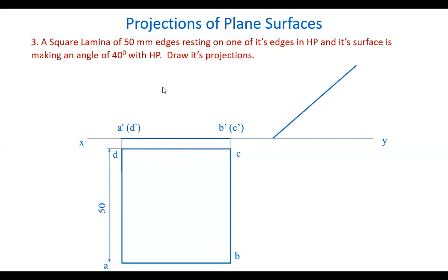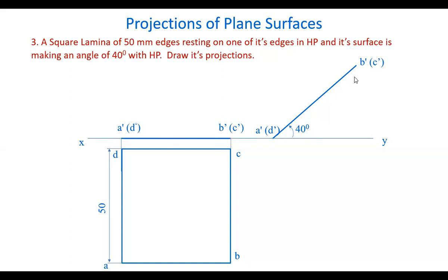Draw a line at 40 degrees. Okay, and mark the same length here, A dash, B dash, whatever the length here it is. Mark the same length here, and that is the front view when the surface is making 40 degrees angle with the HP. Mark the same points here. Absolutely, there is no difference. Just we are moving. That's all.